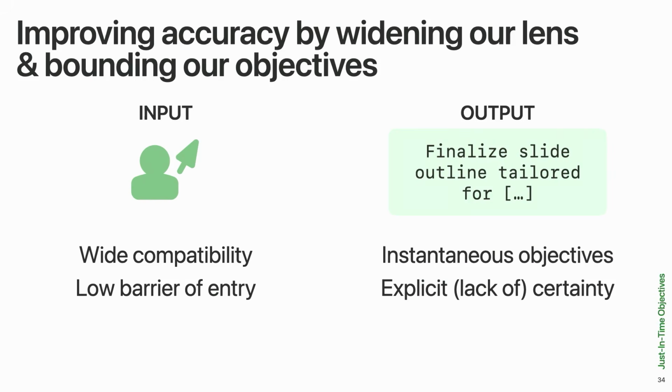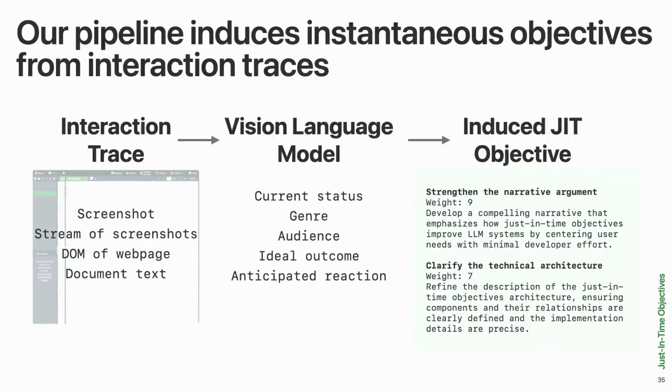And this task also becomes more tractable when we explicitly bound our objectives, focusing on instantaneous moments when we might be able to better capture what a user is doing, but where we can also have the LM state its uncertainty and have our pipeline reason over it very concertedly.